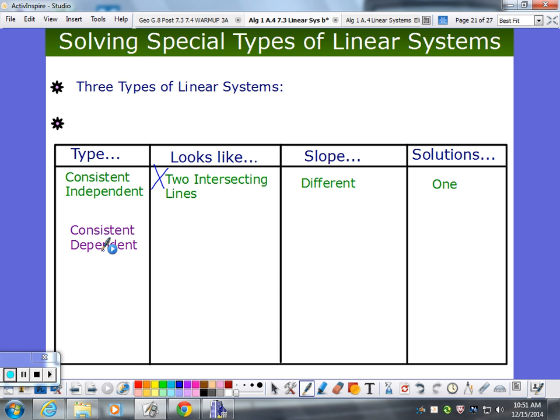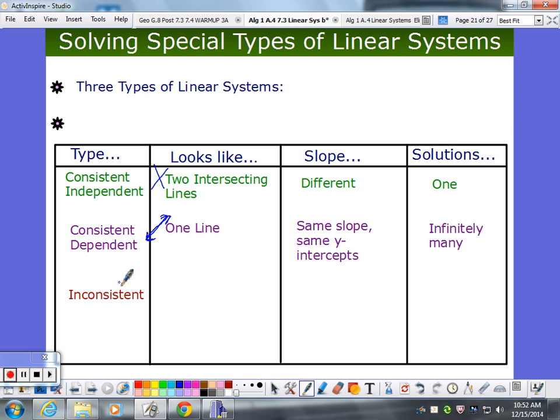For consistent dependent, these will have solutions too, but it's a little bit different. You get one line: here's one equation, and here's the other equation, right on top of it. They have the same slope and the same y-intercept. There are infinitely many solutions, because remember, solutions are the xy pairs on the line, so all the solutions will be on that line. The last kind is called inconsistent. It means there is no solution, and that's when you have parallel lines.